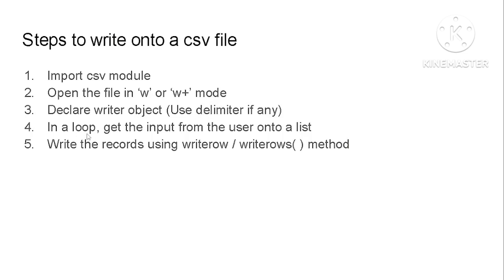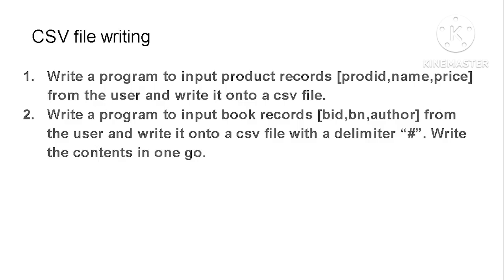Then fourth step, inside a loop, you should get the input from the user, that is the product ID, name and price, and write the records using writerow or writerows. Finally, you will close the file. So you will get half mark each for all the simple steps. If you have any condition and writing, you will have 2 more marks. So it will be asked in either 3 marks or 4 marks.